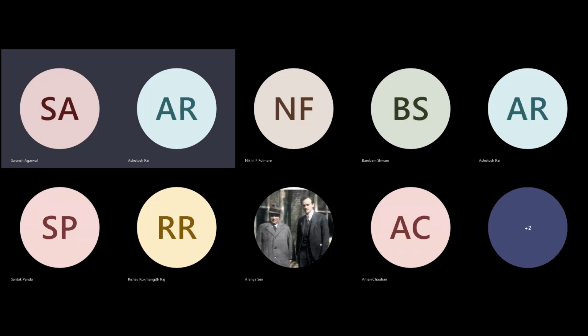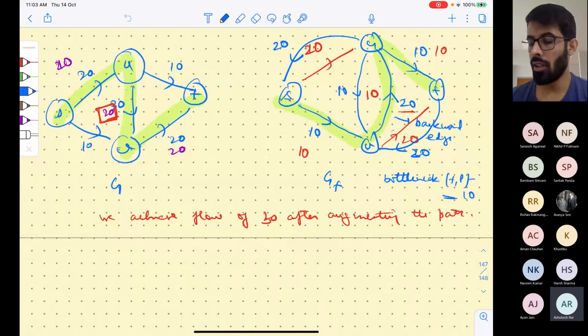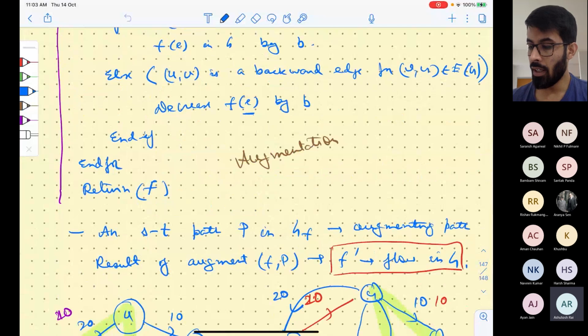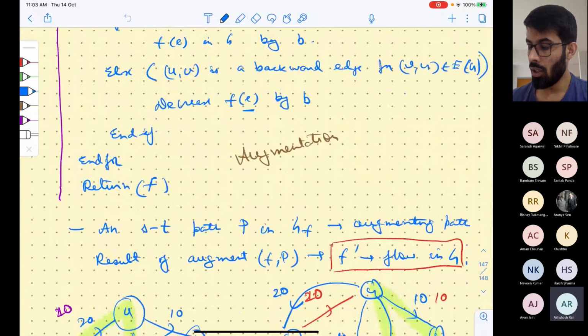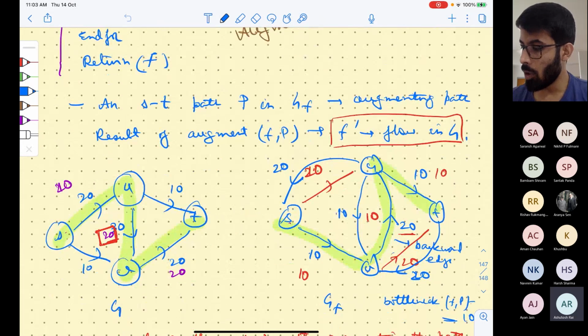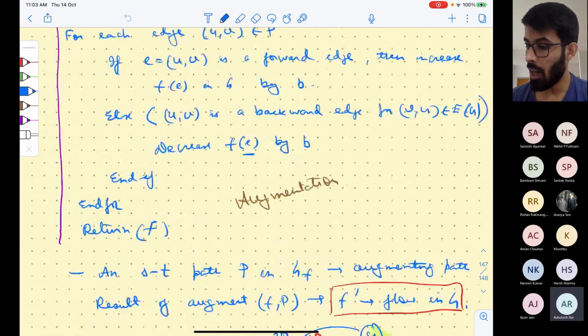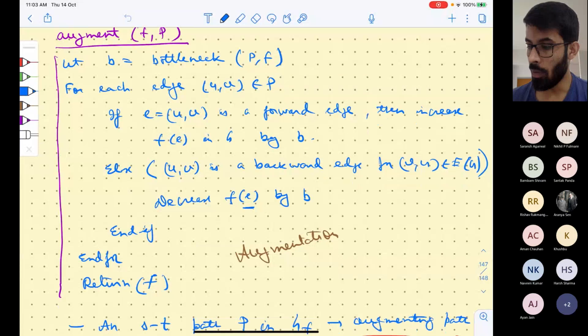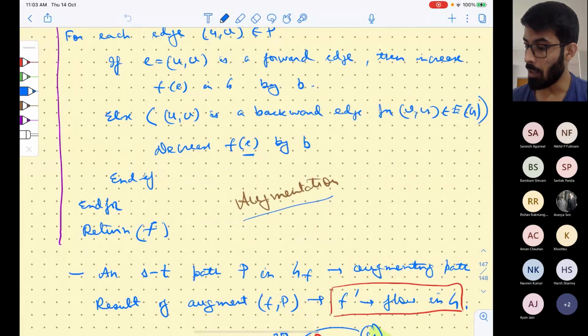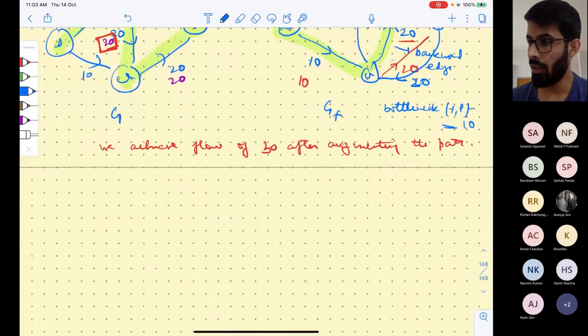Okay, good. So we had seen in the last lecture what an augmenting path is in the residual graph, and we saw what the residual capacities are, and then we defined this procedure called augment, which was basically pushing more flow on the augmenting path, right? Now, one thing we wanted to show was that this f prime that we get after the augmentation procedure is actually a flow, right? So let's prove that first.